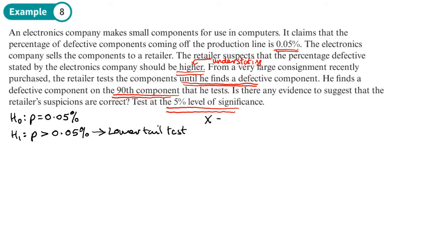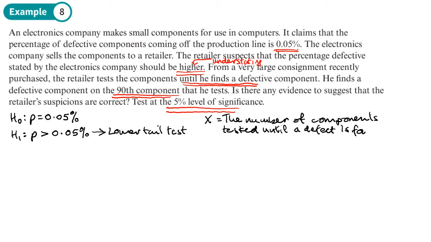We need to state what X is, and this is going to be the number of components tested until a defect is found. So now we know that our random variable X is a geometric distribution with 0.05% success. And because we are doing a lower tail test, it means that actually we're going to be working out the probability that he will find a defect in less than 90 components.